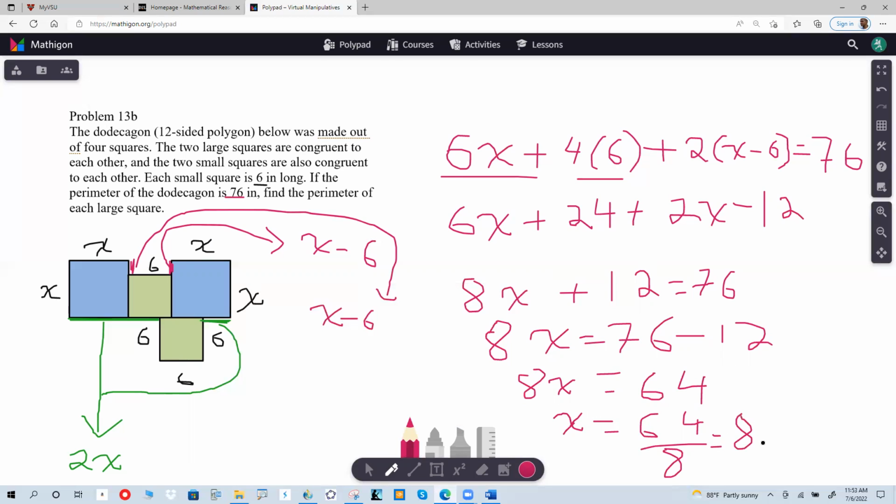Each edge of the blue square is 8. That's not my answer. My answer is this. 4 times 8. Why 4 times? The question wants me to find the perimeter of the blue square, and each edge is 8, and that gives me 32. And I know this answer is correct. The answer should be 32. A little breathing time for me. Okay.